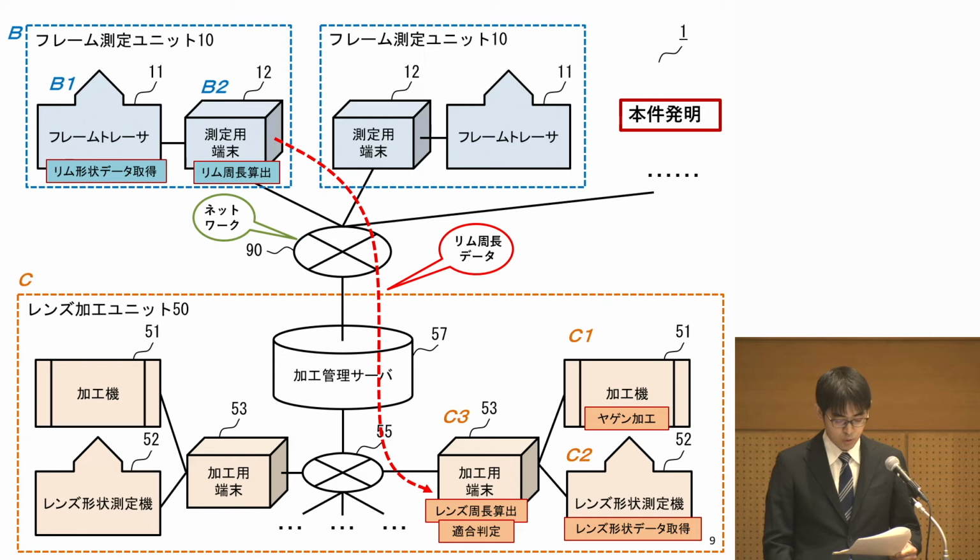The key points of this invention are as follows. First, the frame measurement unit, specified from element B to B2, calculates the rim length along a groove of the rim based on the rim shape data. Next, as C to C3 specifies, the lens edging unit calculates the lens length along the beveled top of the beveled spectacle lens based on the lens shape data, and determines that the lens can be fitted to the rim of the spectacle frame if the difference between the lens circumferential length and the rim circumferential length received from the measurement terminal of the frame measurement is within a prescribed range.